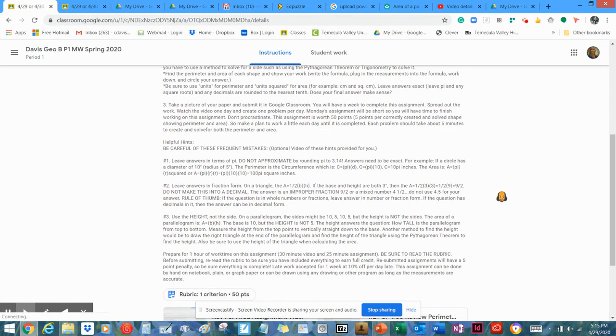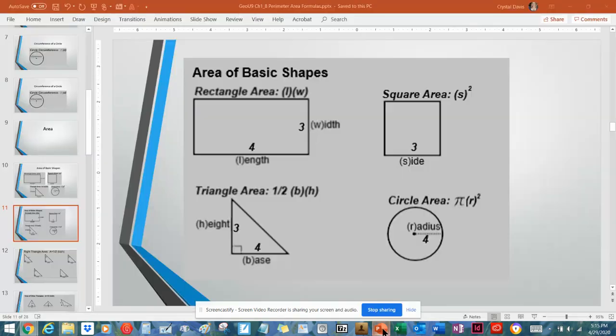Number one, leave your answers in terms of pi. So don't approximate them and multiply by 3.14. You want the exact answer, so you're going to leave it in terms of pi. So let me show you what I'm talking about here.